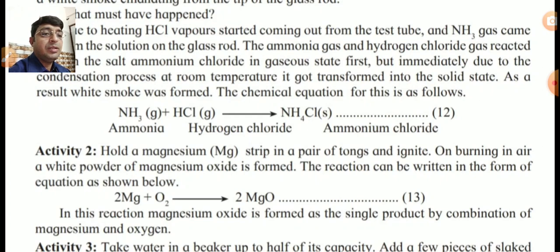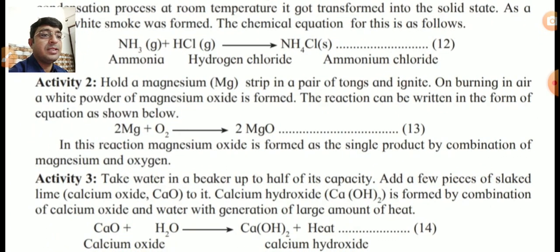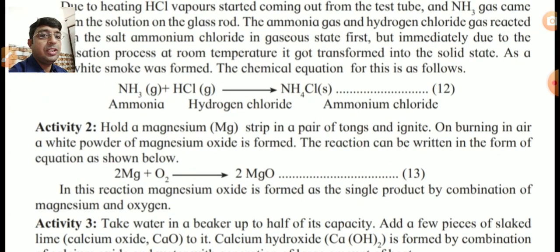So magnesium ignites or burns in air, so oxygen supports the magnesium. As per the valency of magnesium and oxygen, the compound magnesium oxide is formed. It is a white powder, magnesium oxide. In this reaction, magnesium oxide is formed as a single product by combination of magnesium and oxygen. Check in the above reaction: NH3, ammonia, and hydrochloric acid, these are the 2 reactants and only one product is formed. In the second activity also, magnesium and oxygen, 2 reactants and only one product is formed, that is magnesium oxide.